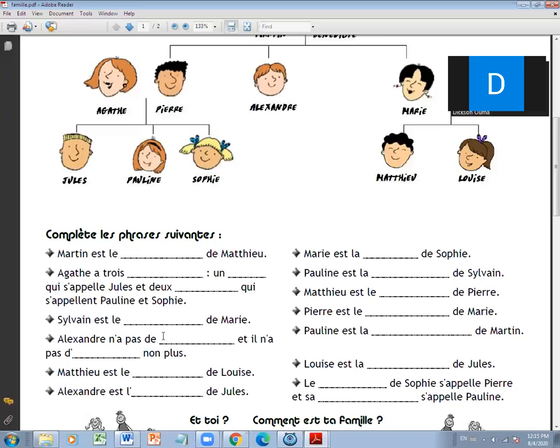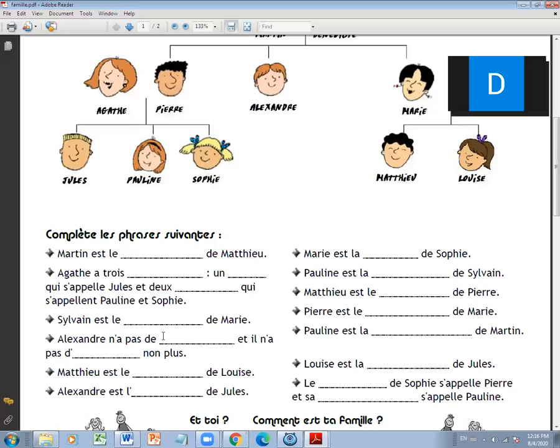Matthew est le de Pierre. How is Matthew calling Pierre? He's calling him his uncle. But now you see that question can be either Pierre is that to Matthew, but now here Matthew is what to Pierre? I hope you are getting my point there.